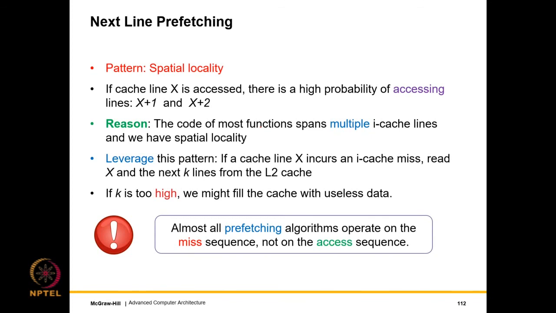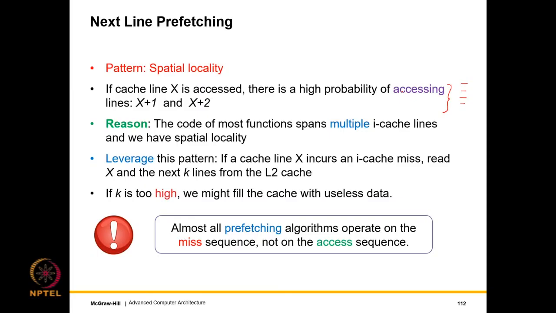So let us look at one of the most basic instruction prefetching algorithms, which surprisingly works very well. The pattern is spatial locality. If cache line X is accessed, there is a high probability of accessing lines X plus 1, X plus 2, X plus 3. This is primarily because of spatial locality, that we access one line, then the next, then the next, and so on. The code of most functions typically spans multiple cache lines, and we have spatial locality. So because we have spatial locality, this works.